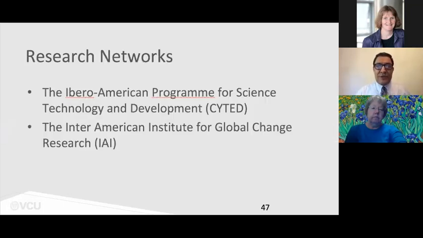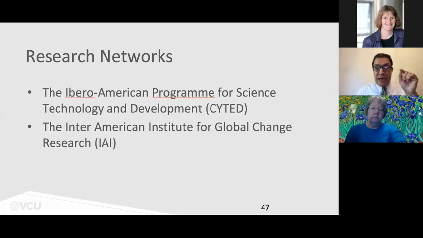Research networks. The Spanish-speaking world has a very strong tradition of research networks, mainly because without strong government or educationally funded research and scholarly environments, scholars and researchers have to group together and build up strong connections.